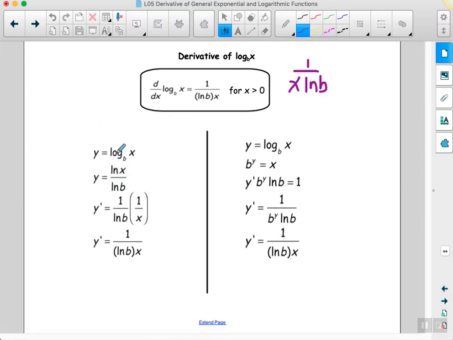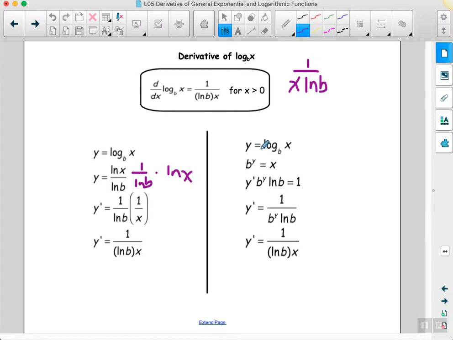Let's take a look at this proof. In this proof, I'm just going to use a change of base formula. Log base b of x could be written as natural log of x over ln of b. Now remember, 1 over ln of b is a constant, so I can view this as 1 over ln of b times ln of x. Now when I take the derivative of this, the derivative would be the constant times the derivative of ln x, which is 1 over x, and now I have my 1 over ln b times x.